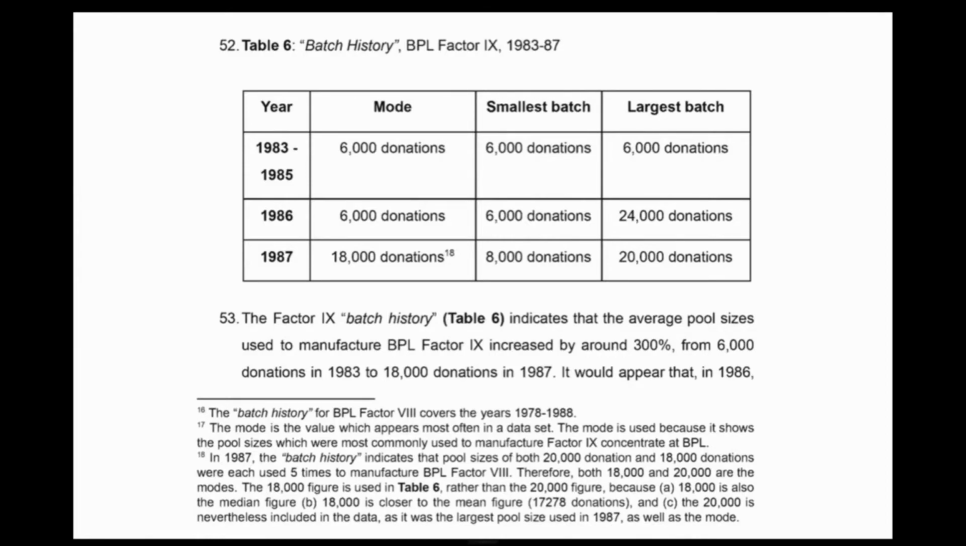In 1986, we see that the smallest batch and the mode are 6,000 donations, so the most common pool size in 1986 from the data that we have was 6,000 donations. But the largest batch was 24,000 donations. Now, that may be explained by the fact that in 1986, your standard production was 6,000 donations, but there were experiments run or a batch run at 24,000 donations.